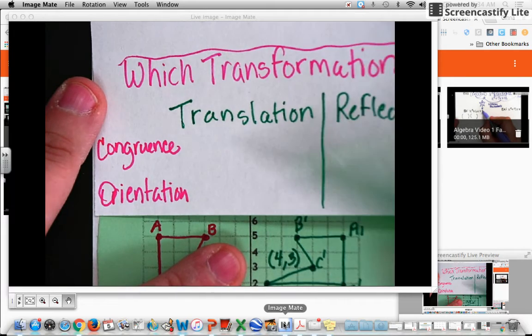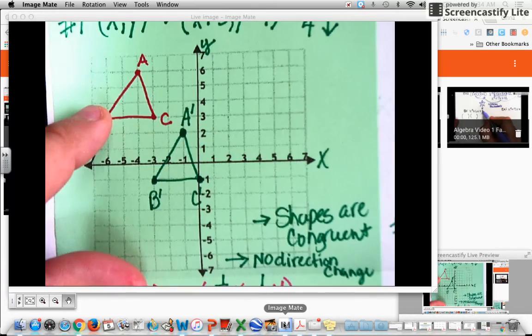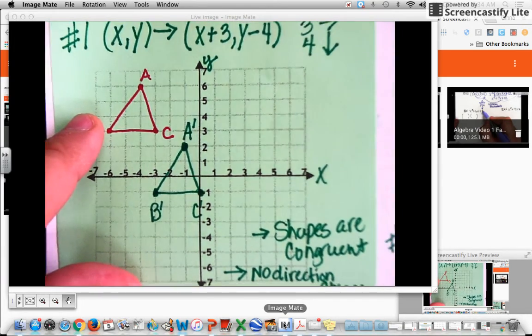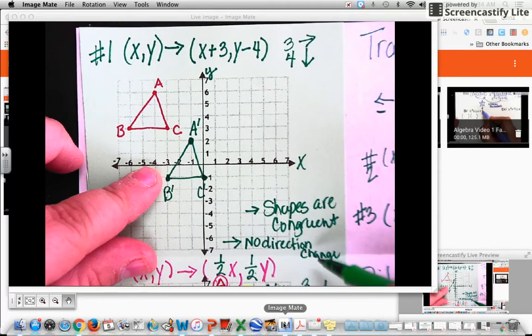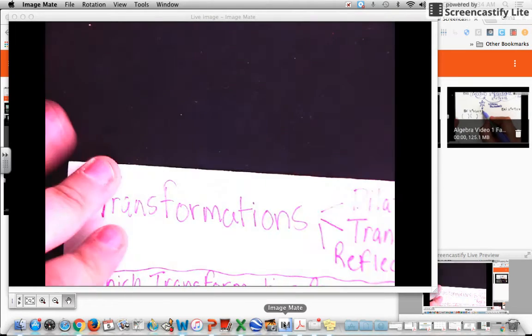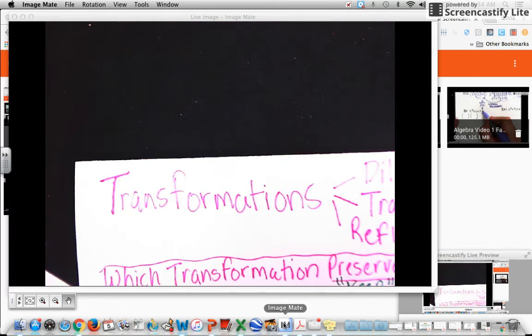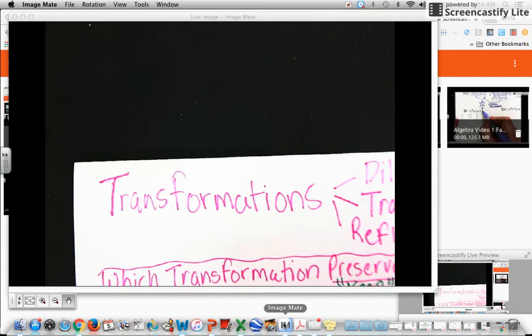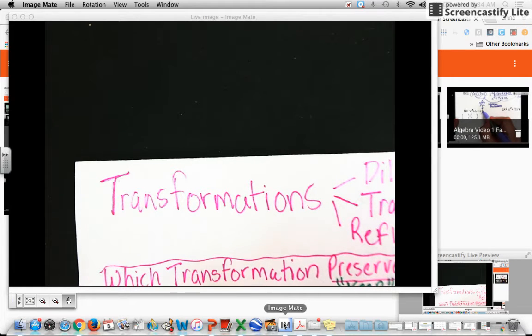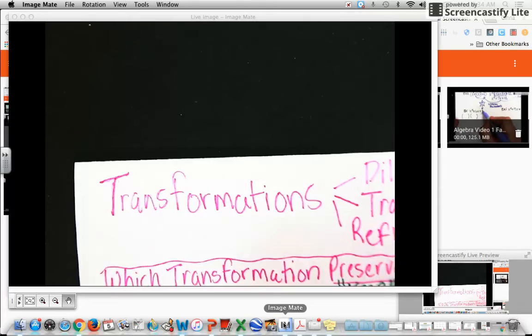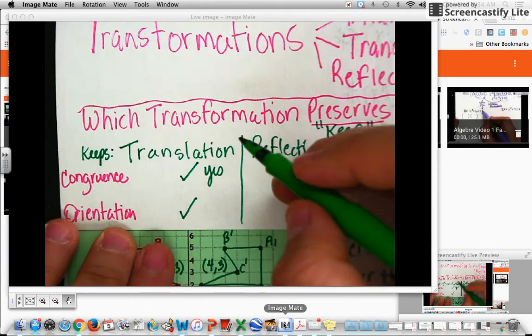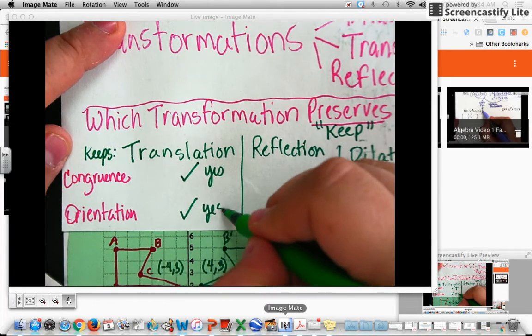Translation. Did the size or the shape change? Let's go back to what we saw over here. When we saw the very first one at the top, we wrote down that the shapes are congruent and there was no direction change. So then over here, shapes were congruent, yes, and did the direction change? Did it maintain? Did it keep its direction? And yes, it did. So this was a yes. It does keep, preserve, maintain congruence and orientation. Oops, sorry. Yes, it keeps congruence, and yes, it keeps orientation.